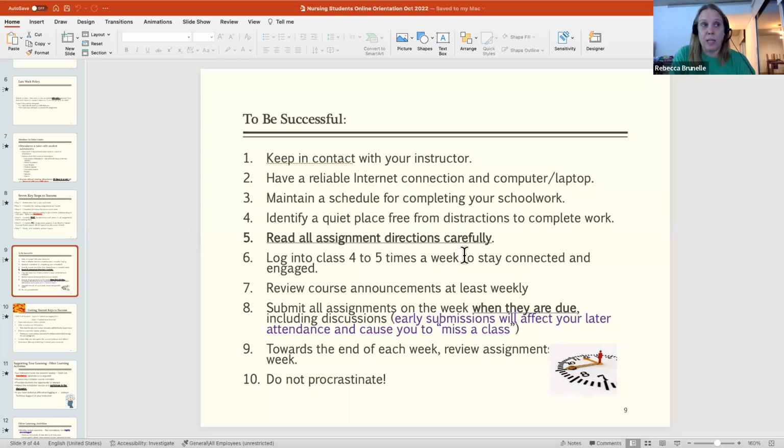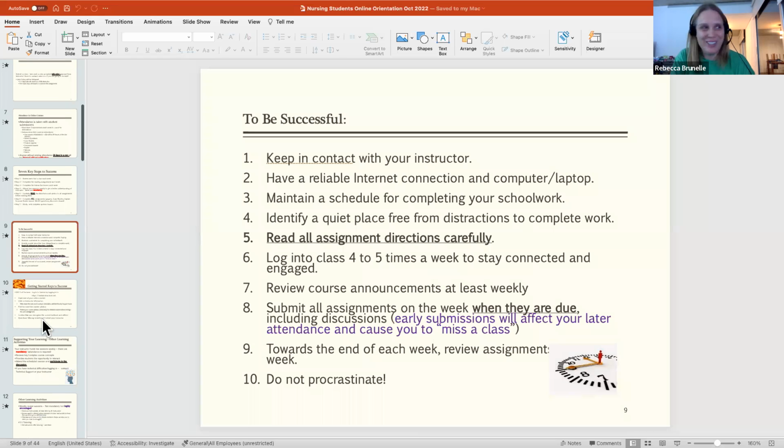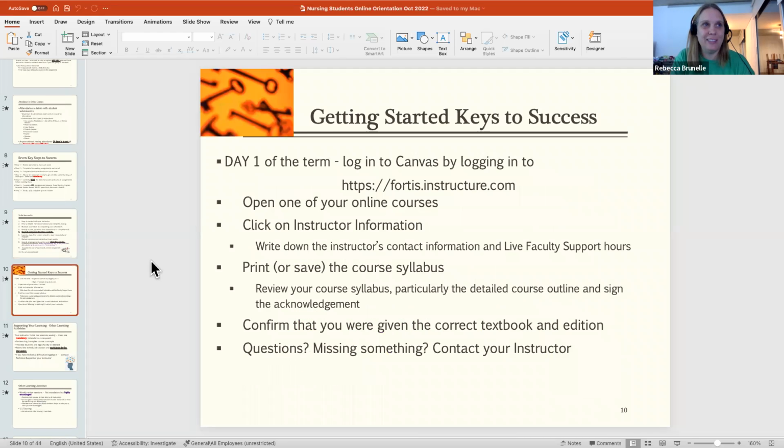So this is kind of reiterating that, contact me as much as you feel you need to. Stay organized, make sure you're logging in several times a week. Make sure you read the announcements that are posted. Make sure you turn your assignments in on time, and don't procrastinate. So, have a game plan and try to get all your stuff turned in on time.